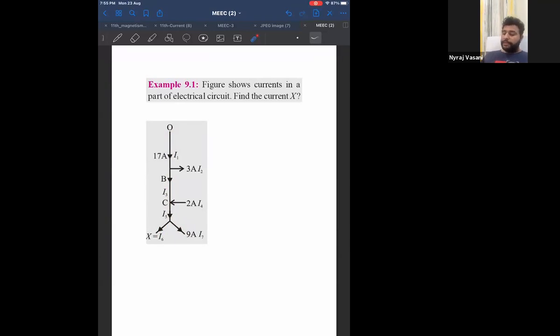Look at this. This is one junction. This will be one junction. That is, B will be one junction and C will be one junction. And this will be one junction. So you have to analyze each and every junction.